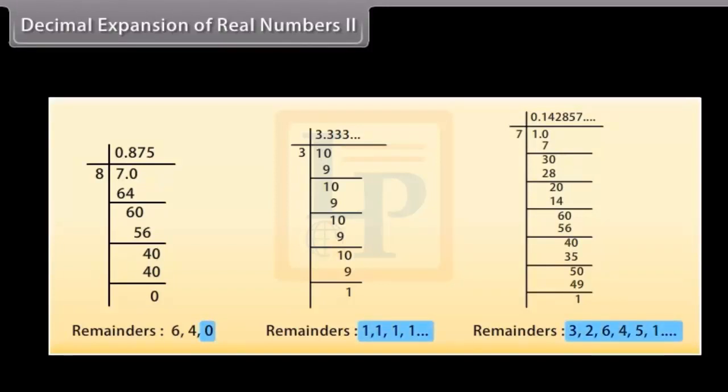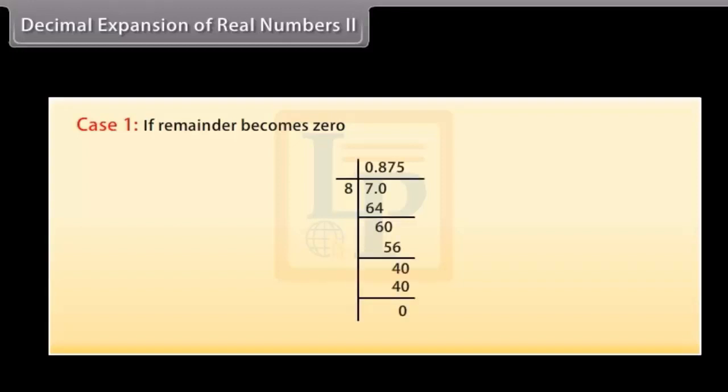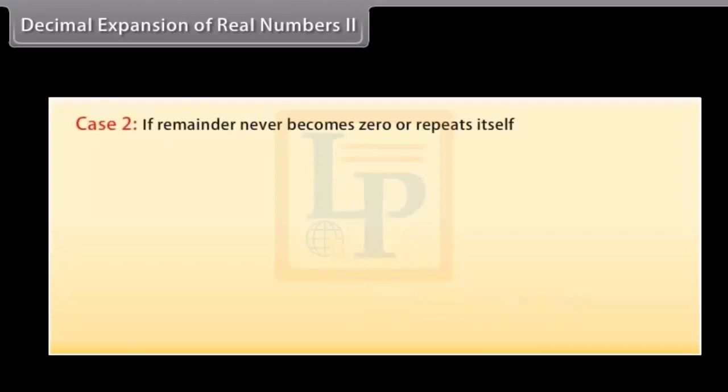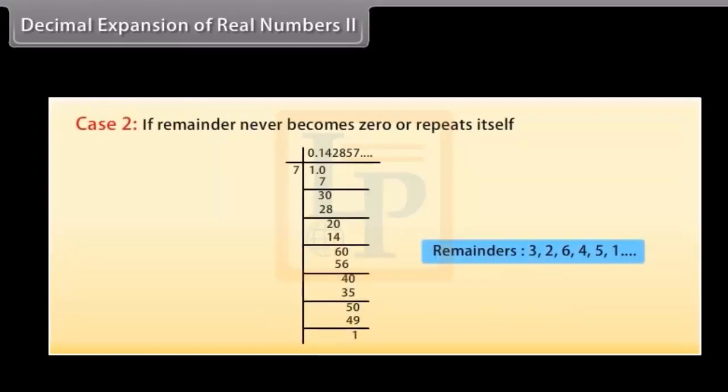Let us go through these cases one by one. Case 1: if the remainder becomes 0, then the decimal expansion ends after a finite number of steps. The decimal expansion of such numbers is terminating. Case 2: if the remainder never becomes 0 and repeats itself, then the decimal expansion of such numbers is non-terminating recurring.